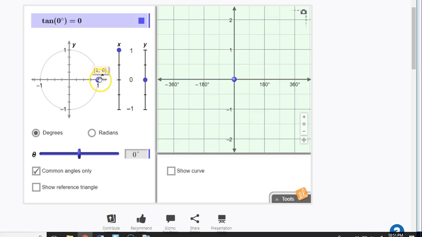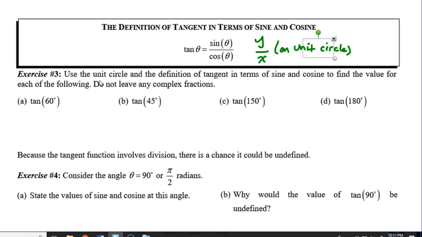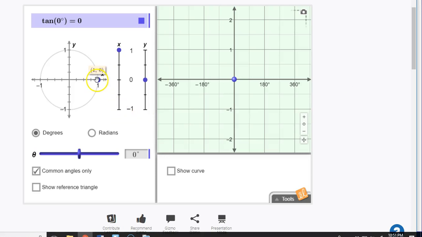Okay, so first off, let's check out some key angles. On the other page here, it asks us for the tangent of 60 degrees and 45 and 150, 180. Let's check that out. So here at 0 degrees, the tangent is 0, because it's the y over the x. If I look at those two coordinates, it's the y, which is 0, over the 1.